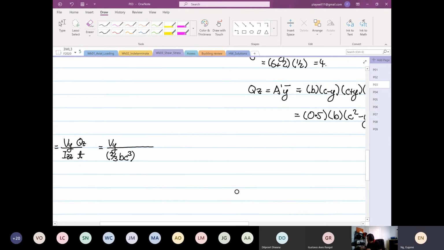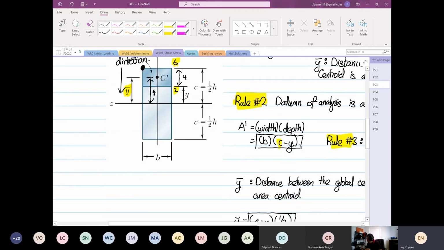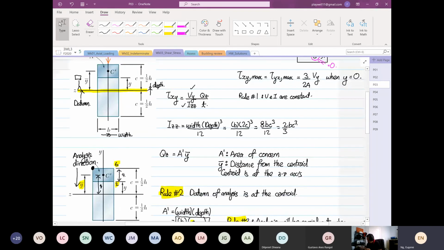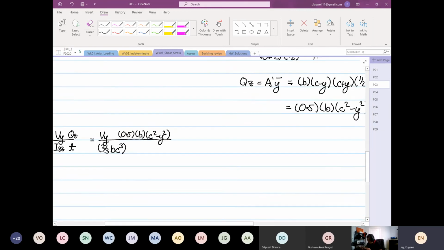And then our Qz, which we have written down here, is 0.5 multiplied by B, then C squared minus Y squared. And then the thickness over here, did we find what our thickness is? Not yet. So our thickness is perpendicular to the applied force, the geometry that's perpendicular to the applied force. Our applied force is over here, so this is Vy. So our thickness is equal to B.